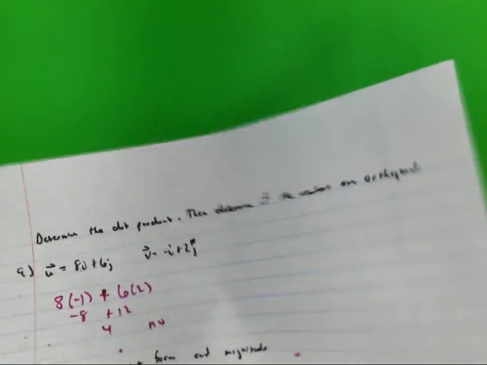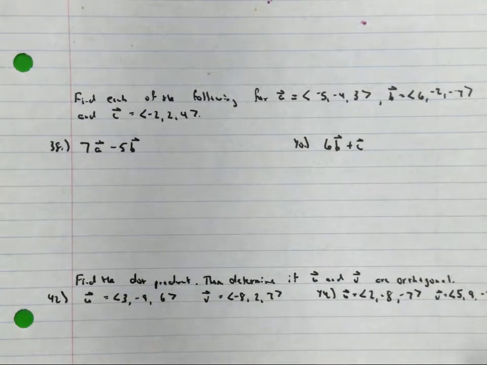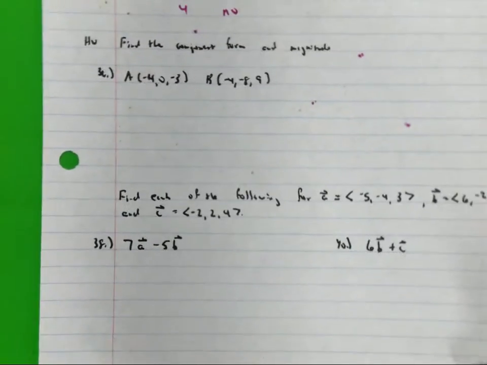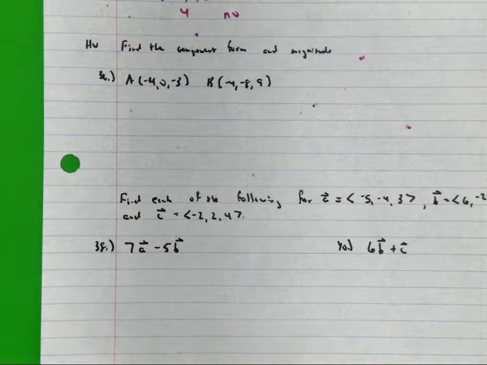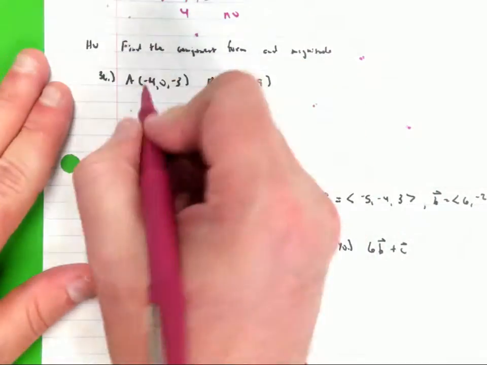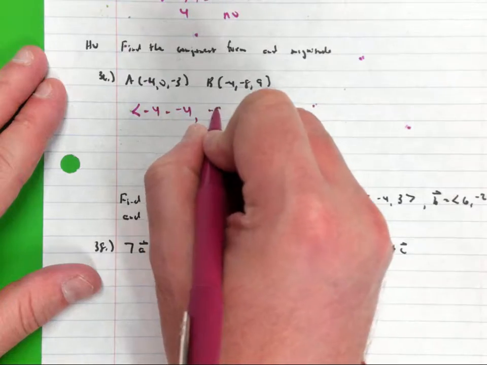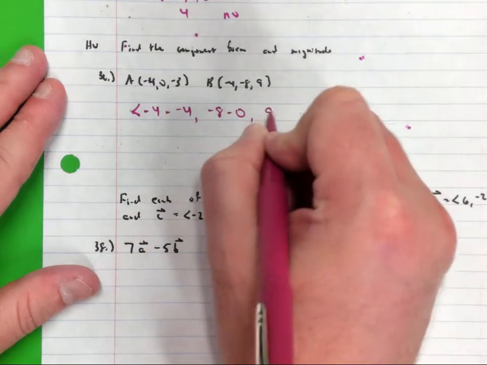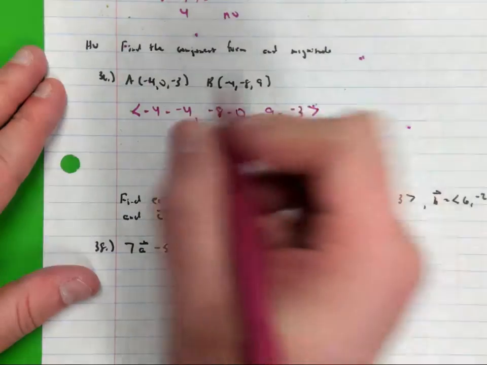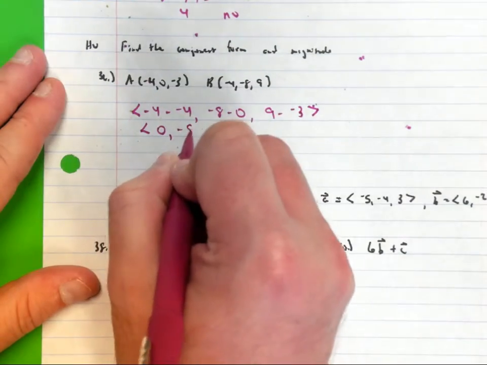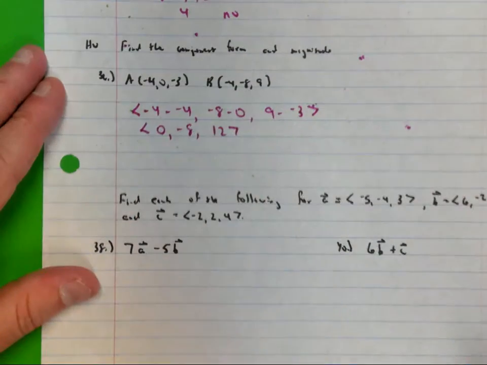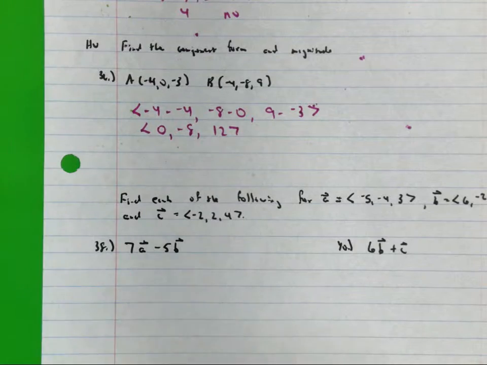Okay, the next part is your homework problems that you're supposed to do, 36 to 44. So let's go over that. It says find the component form and magnitude, okay? We're dealing with a 3D vector now. So I'm going to say negative 4 minus negative 4. Negative 8 minus 0. 9 minus negative 3. So I get 0, negative 8, and 12.